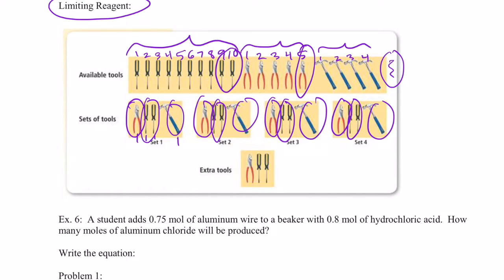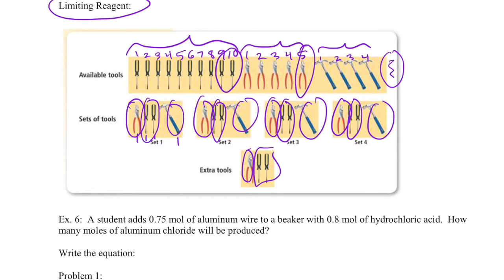And you'll see we have no hammers left over. So how come we couldn't make another set of tools? How come we were limited to just making 4 sets of tools instead of 5? Yeah, it's because we didn't have enough hammers. The hammers limited the number of toolkits we could make. Now we end up having some extra tools, right? We have an extra set of pliers and 2 extra screwdrivers.